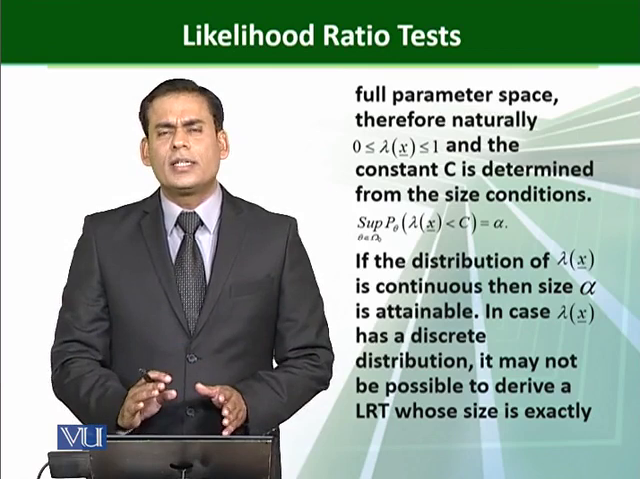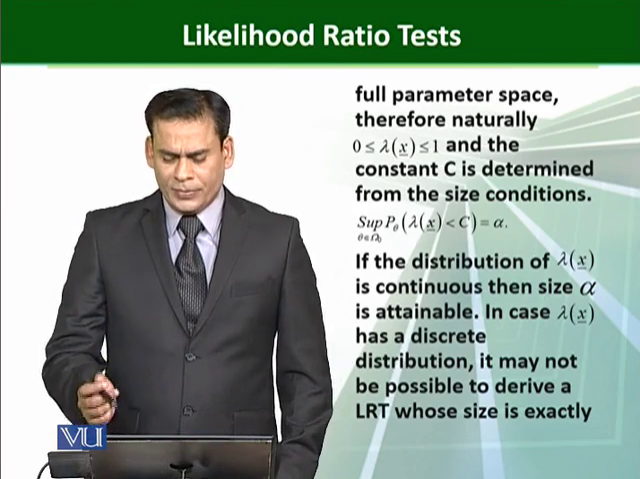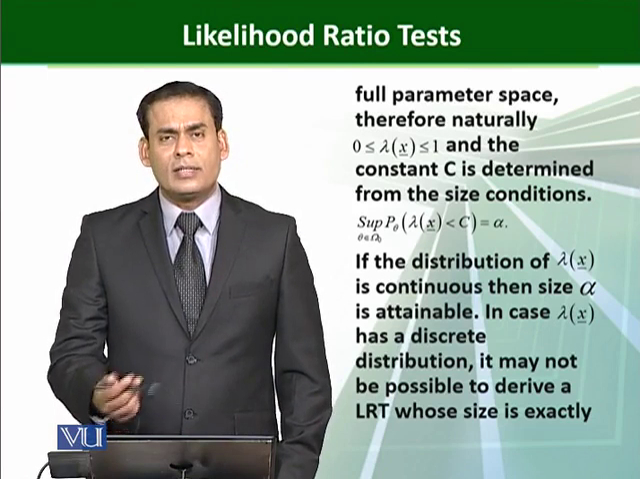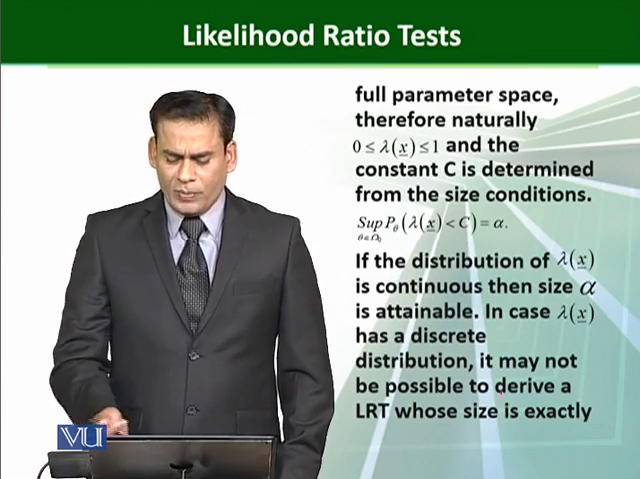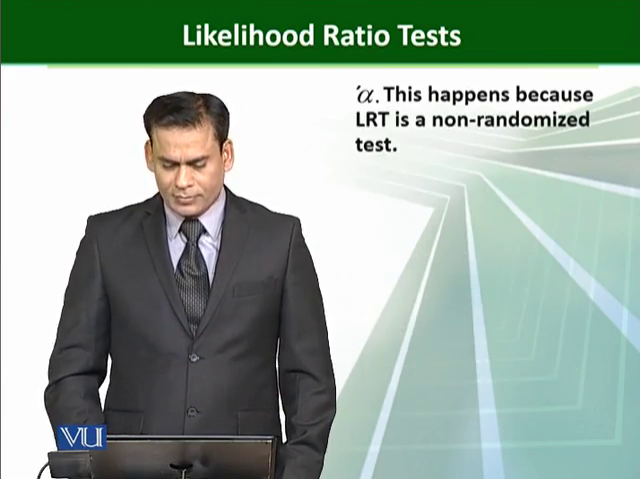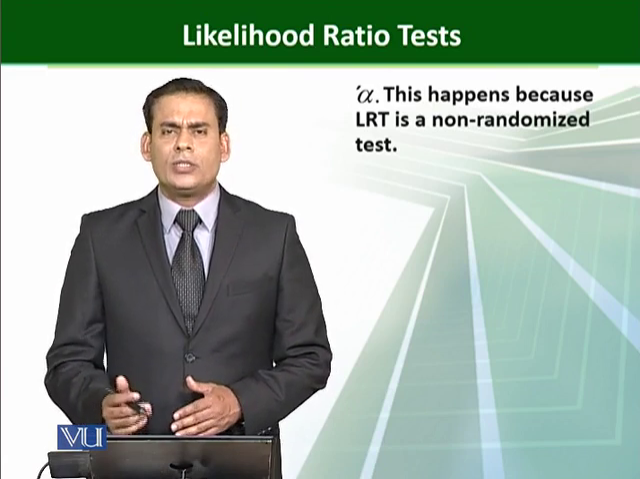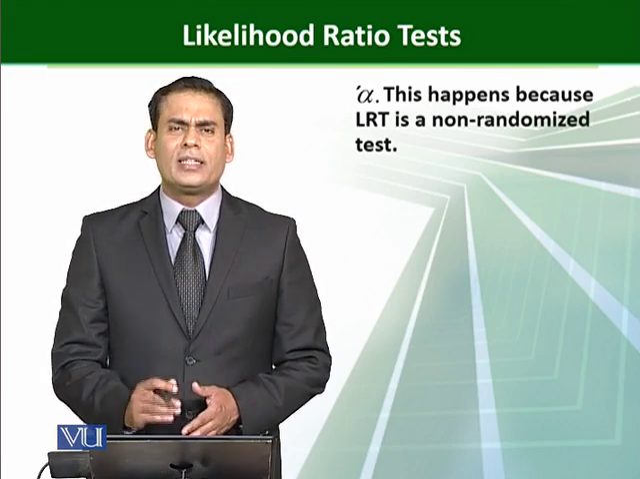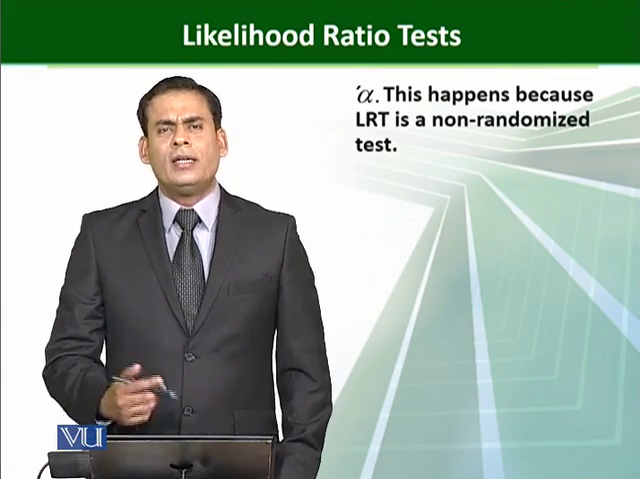In almost all cases, it is observed that if the distribution is continuous, we may be able to find a test of size alpha. In case lambda(x) is discrete, it may not be possible to derive the likelihood ratio test exactly. This happens because this type of test is a non-randomized test. So we have some problem in terms of discretization when lambda(x) follows a discrete distribution, and we have difficulty finding the likelihood ratio test.